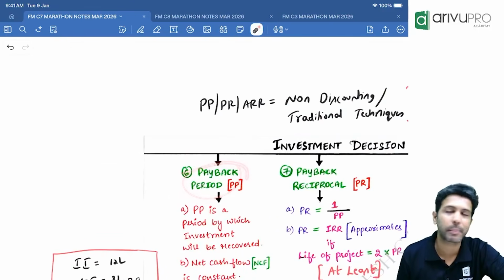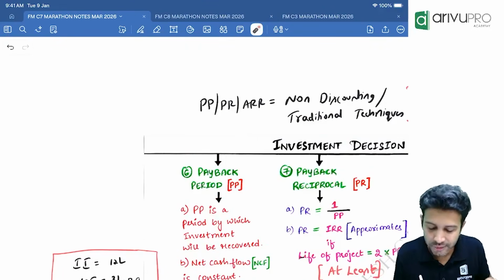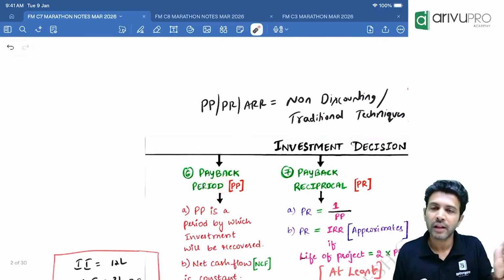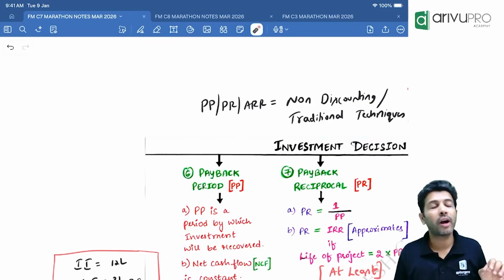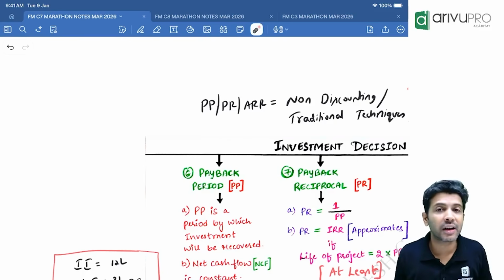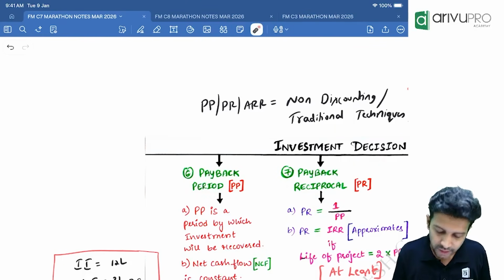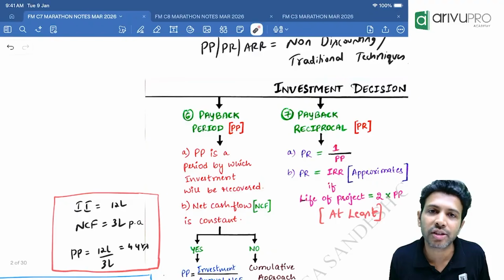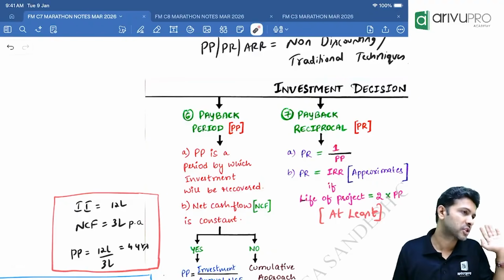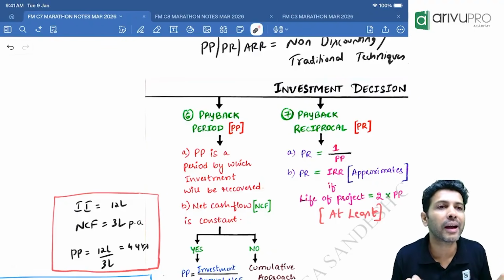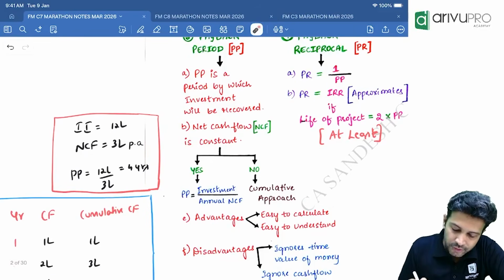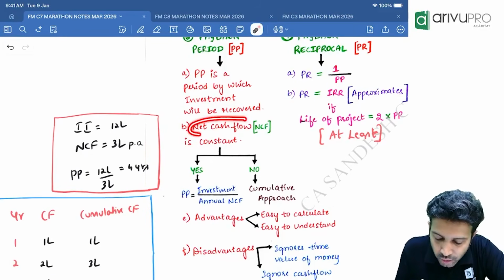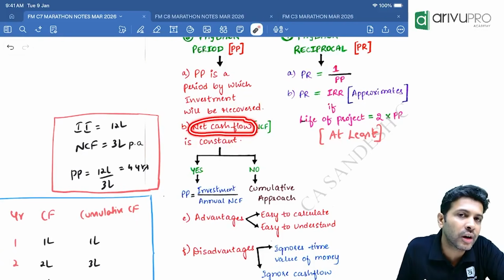First technique, payback period. The name itself is saying payback period. This particular method is trying to say, in how many months or in how many years we will recover our initial investment. That only is what we call payback period. Comfortable, people? Okay. Now here, again, as I said, almost all capital budgeting techniques work based on profit or cash flow. Cash flow.